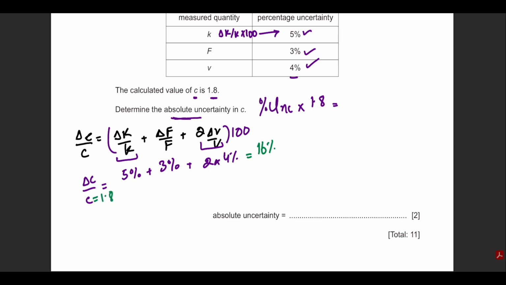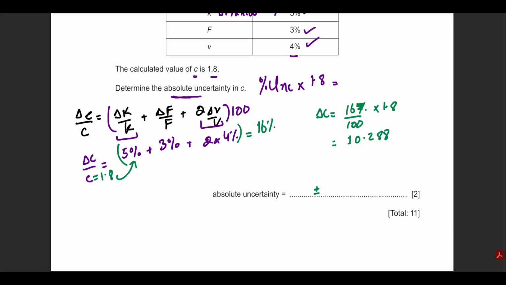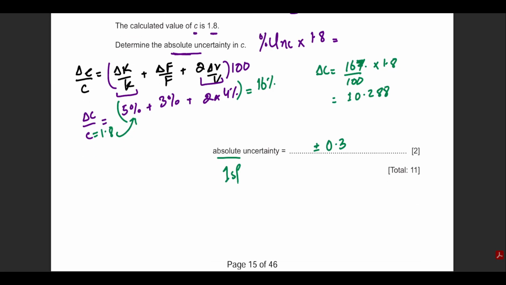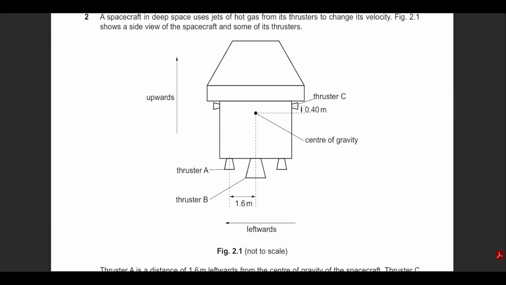C is given to me as 1.8, so it goes to the other side and gets multiplied with everything. So the absolute error in C will be 16% of 1.8. And definitely we have to divide this by 100, remove the percentage sign, and then get the answer. The answer comes out as plus minus 0.288, which should be written as plus minus 0.3, because absolute uncertainty is always given to one significant figure, and you can observe this in P1 MCQs or questions. When they give you the answer, it's always in one significant figure. So it's not something to overlook. This is actually a rule.